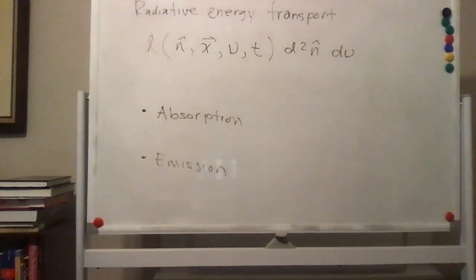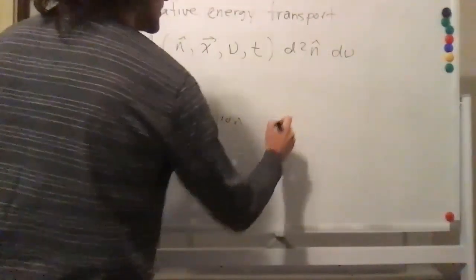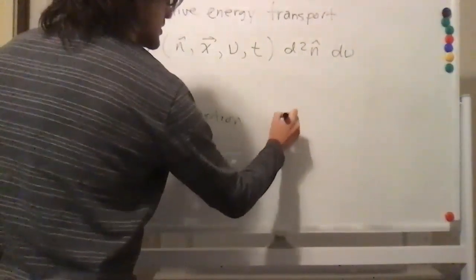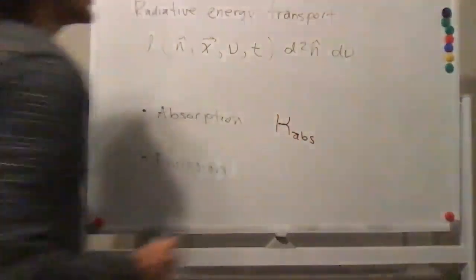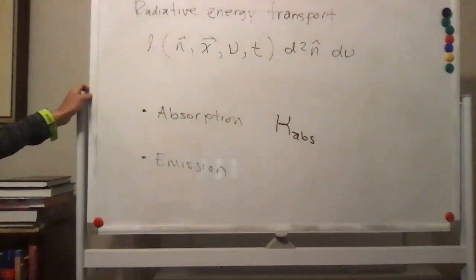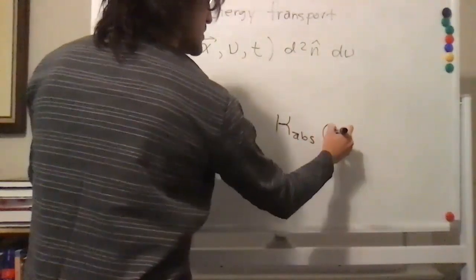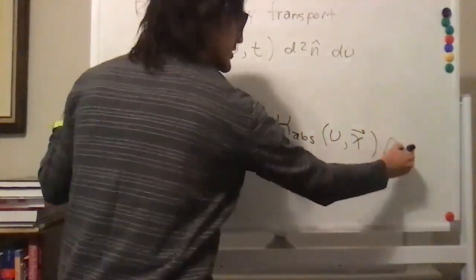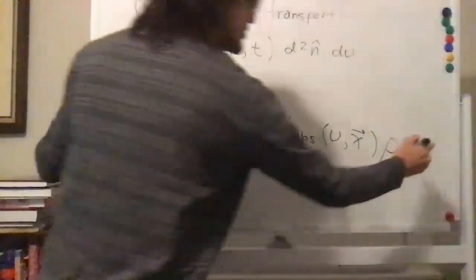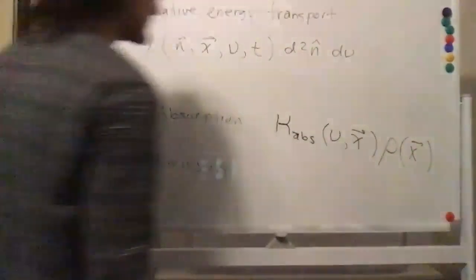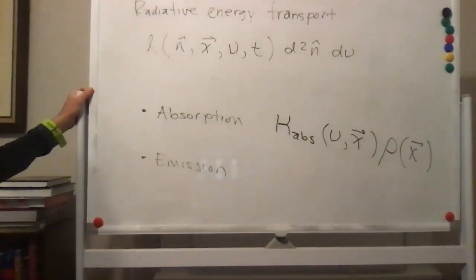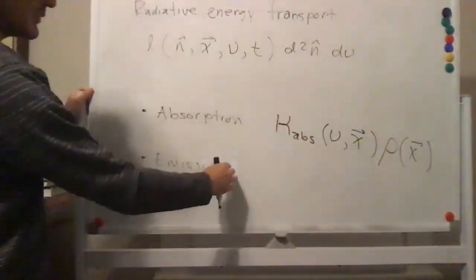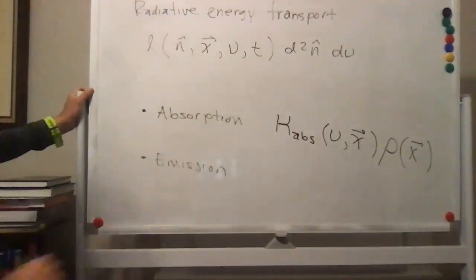What we had for absorption before was the kappa absorption, which was a function of the frequency and the position. And then we also had the density, which was a function of the position. For emission, we had something similar, but absorption is only in the direction that you're looking at. Emission can happen in every direction, including the one we're looking at, of course.